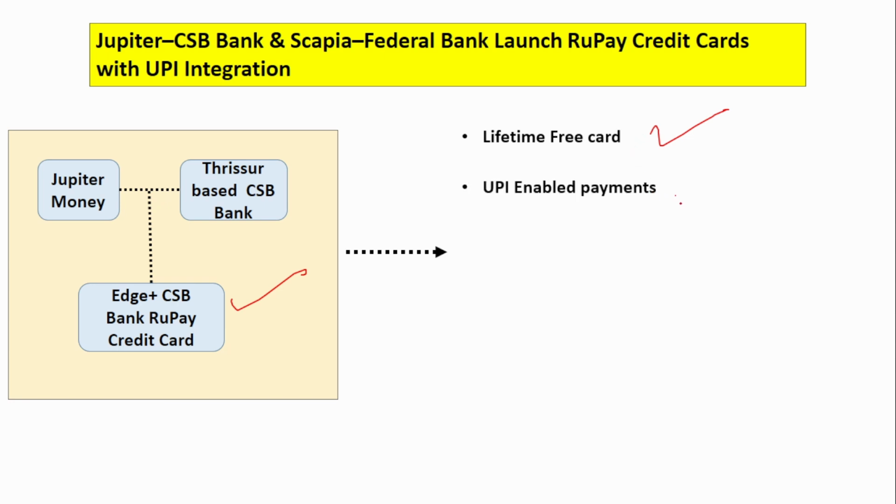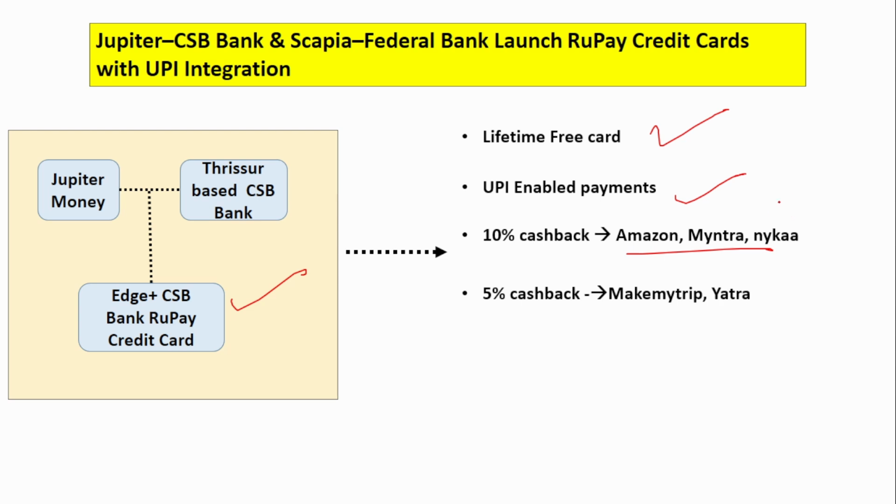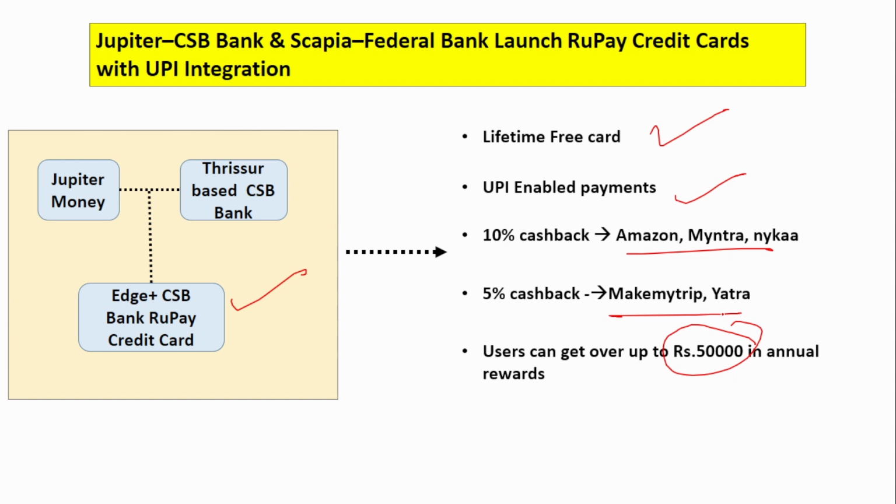It is UPI enabled payments, that is, these credit cards, you can link it to your UPI and make payment via the UPI itself. Next, 10% cashback is there when you purchase on Amazon, Myntra, Nikon, and 5% cashback if it is Make My Trip and Yatra. And users can get up to 50,000 in annual rewards. Okay, these are the features of this card.